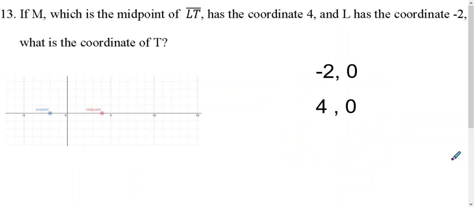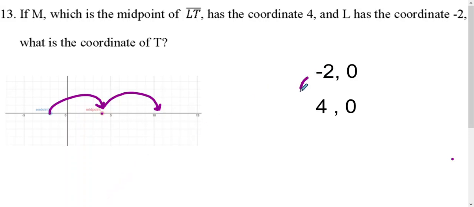Number 13 is an interesting question because it asks us for midpoints and endpoints, but it doesn't give us any y values. It says if M, which is the midpoint of LT, has a coordinate of 4 and L has a coordinate of -2, what is the coordinate of T? You can assume here that you're dealing with just a number line. In other words, your y values are zeros. So you could plot your points on the number line, and whatever you jumped to get to the midpoint, you want to make the same jump to get to the next point. We can figure it out the same way.